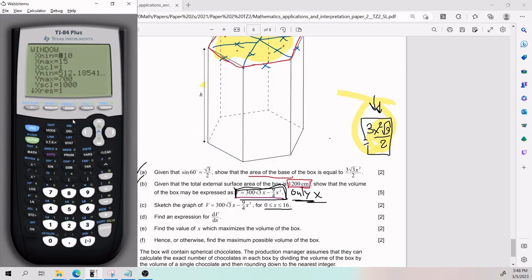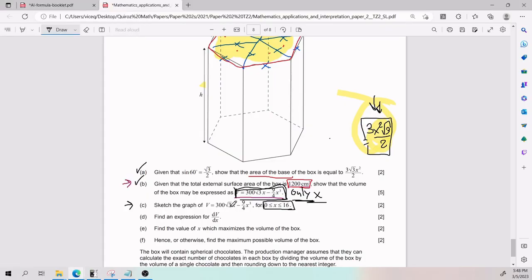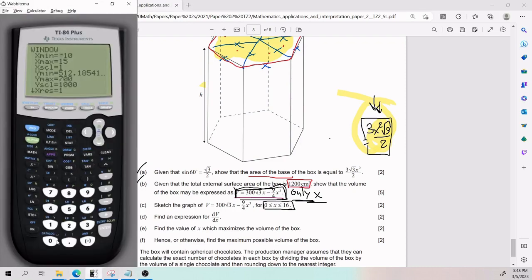So I open up my window immediately, and they already give me my domain, right? My values of x from 0 to 16. So I'm going to put minimum 0, maximum 16. And my y values, well, I can eyeball them later. But since we're talking about volume, I would assume it's kind of big. So I'm going to put minimum 0, maximum, I don't know, maybe 1,000. My scale for some reason is on 1,000. I'm going to change it to 10. To each their own. I go ahead and graph.